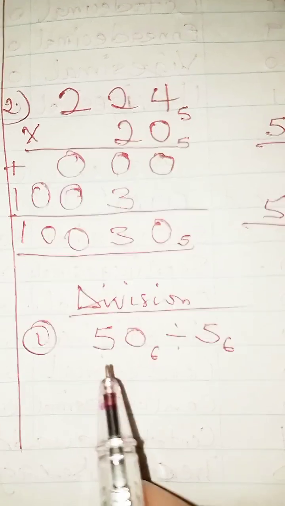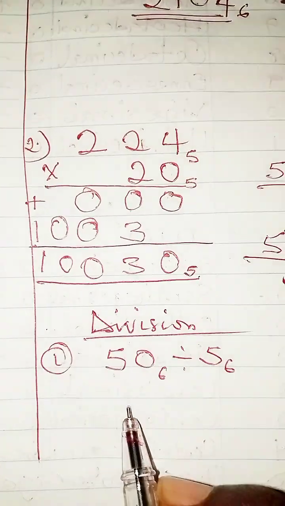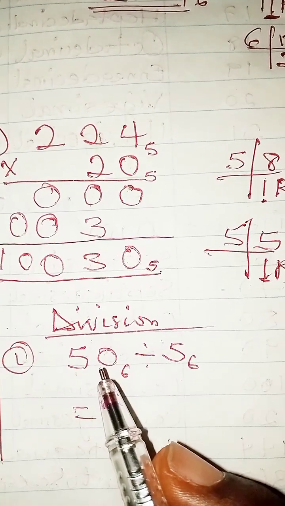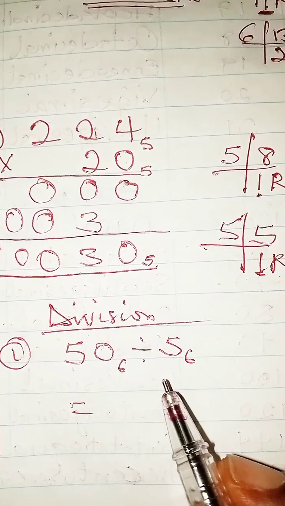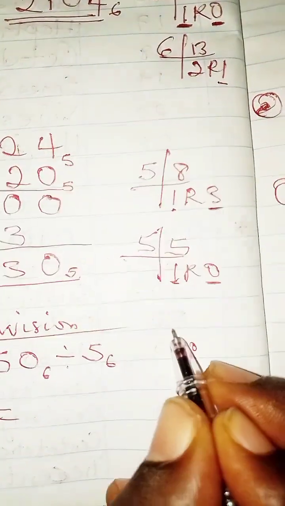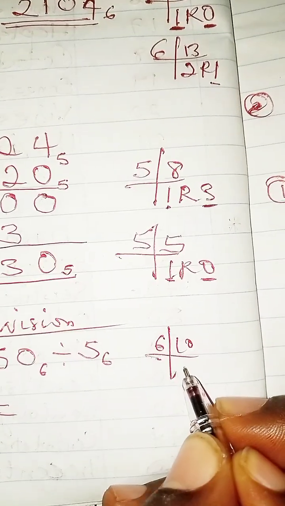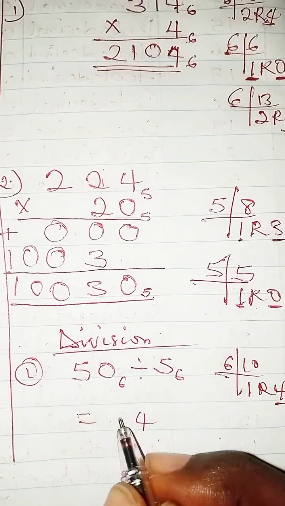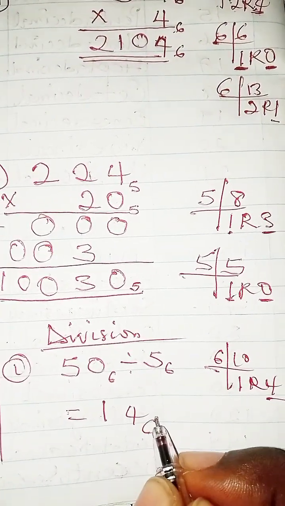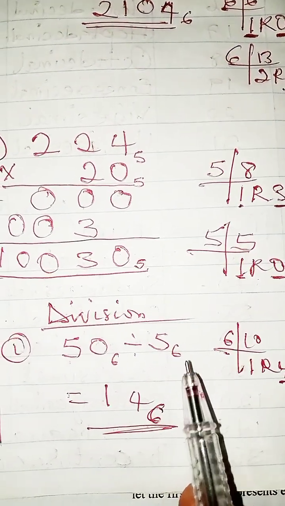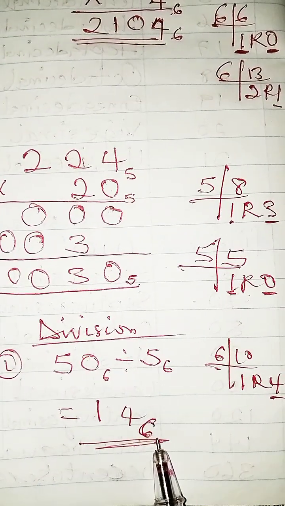Take note, 50 divided by 5. We know it's already 10. Hope you know that 50 divided by 5 is 10. And you cannot write 10 because 10 is bigger than our base. So what do we do? We divide 10 by our base, 6. 6 into 10 is 1, remainder 4. So that becomes our answer. You bring down your 4. You bring down your 1. You put base 6. So we'll say that 50 base 6 divided by 5 is going to be 1 4 base 6.